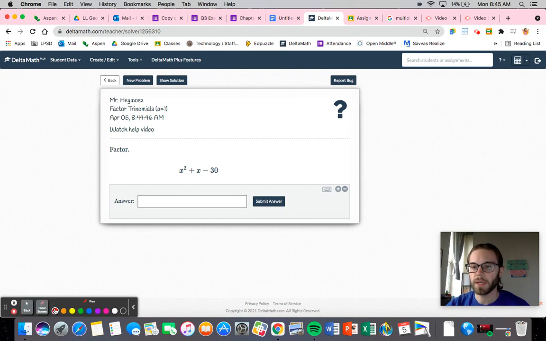Hi everyone, I wanted to take a moment to talk a little bit about factoring trinomials. What we're going to focus on today is factoring trinomials where the first term has a coefficient of 1. The leading coefficient will be 1.